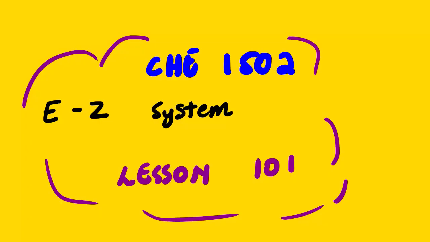Our lesson for today will be looking at Chemistry 1502. The topic for today is the E/Z system. We'll be looking at lesson 101. Let us start. Other geometrical isomers can be specified by the E/Z system.